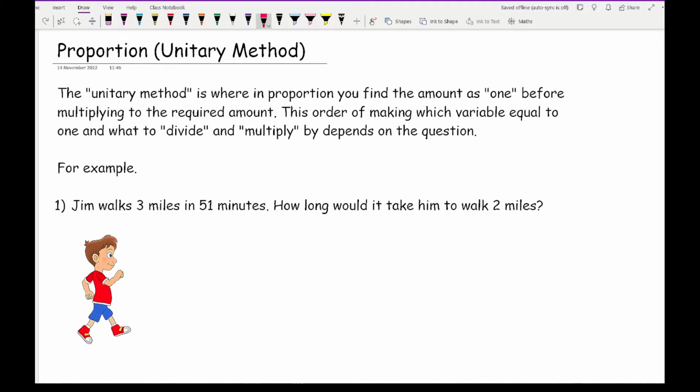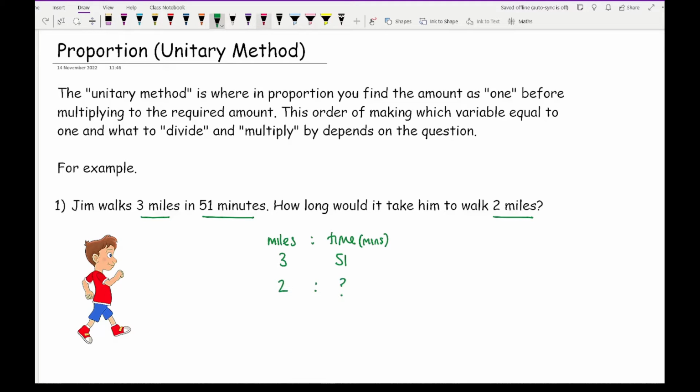So I'm sure that during your maths you have seen questions very similar to the one that we're about to go through. So here it says that Jim walks 3 miles in 51 minutes. How long does it take for him to walk 2 miles? Now for this, if I just set up this situation, we'll ignore the fact that Jim is there, and we'll look at the distance and the time. So if I just write down miles and time, the information that I know is that in 3 miles it takes 51 minutes. And I've got to know how long it takes when I'm walking 2 miles.